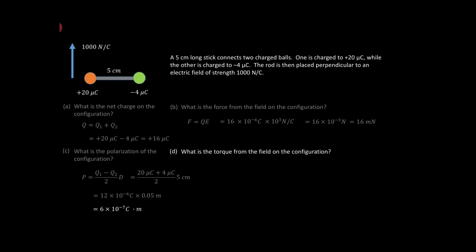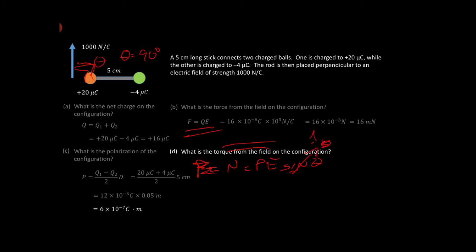And then we want to find the torque from this configuration. Torque then is N equals PE. So instead of QE for the force, the torque is PE. Actually, it's PE sine theta. And this is theta. So this is perpendicular, so theta equals 90 degrees. Another way to say that is this is perpendicular, so the sine is 1, not 0, 1.